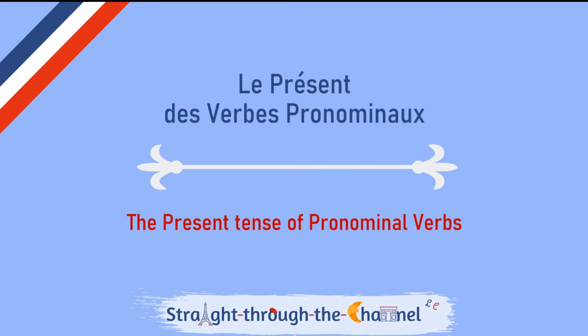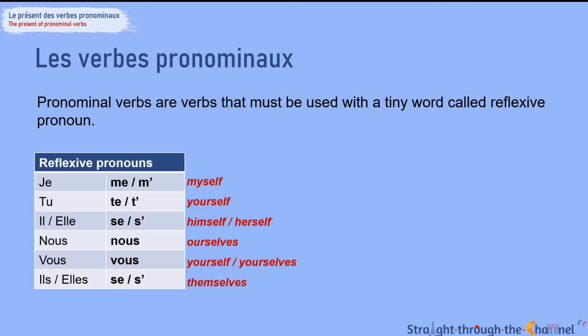In this video, we are going to look into how to use the present tense with pronominal verbs. But first, let's remember what pronominal verbs are. Pronominal verbs are verbs that must be used with a tiny word called a reflexive pronoun. They are often referred to as reflexive verbs.